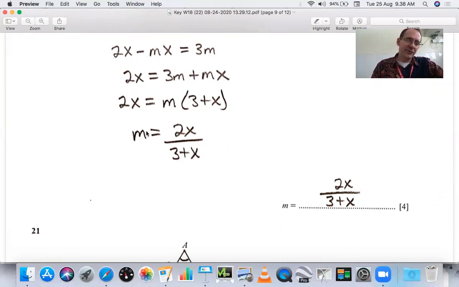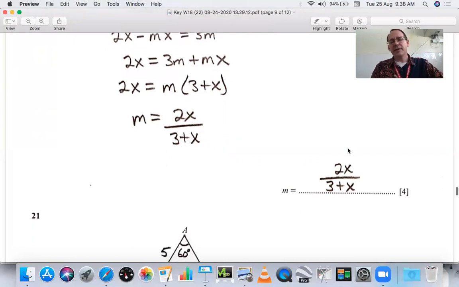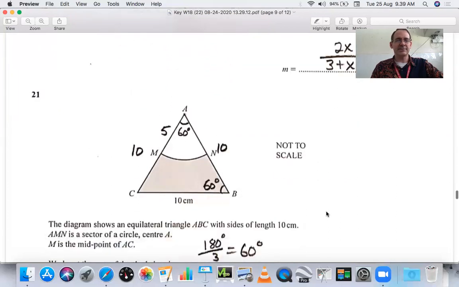I put it in front because we want it to be the subject. Divide the 2x by 3 plus x. This does not simplify. Do not cancel the x's. This is a multiplication. This is an addition. Division does not undo addition. So be careful that you do not cancel unnecessarily. And so we get 2x over 3 plus x.